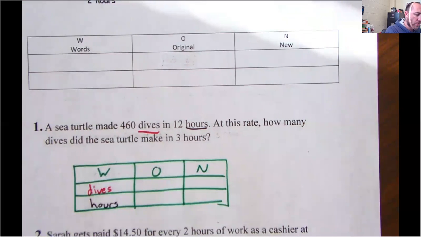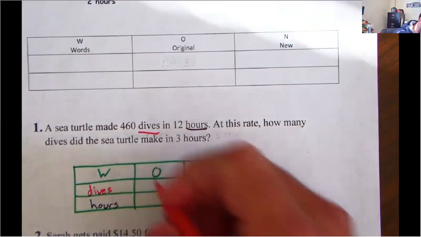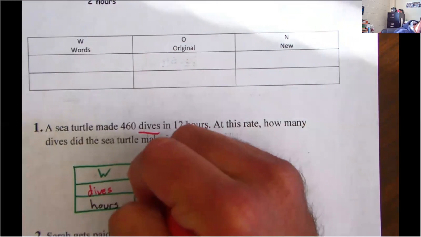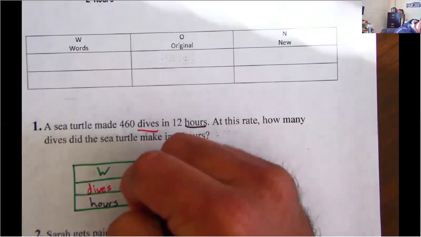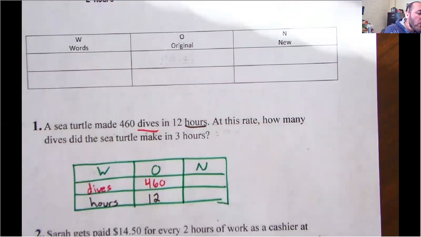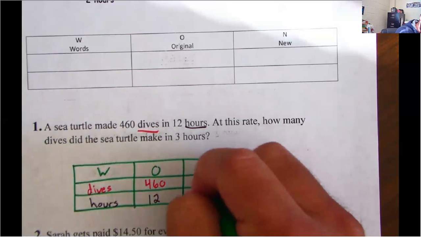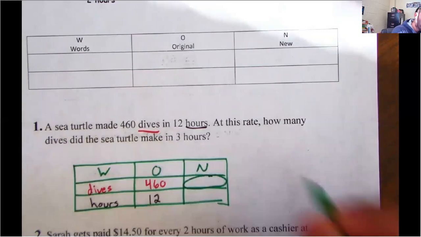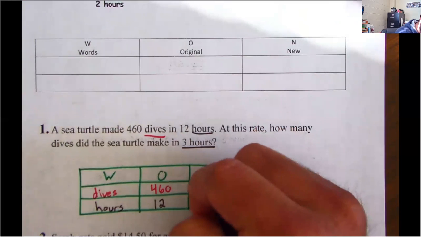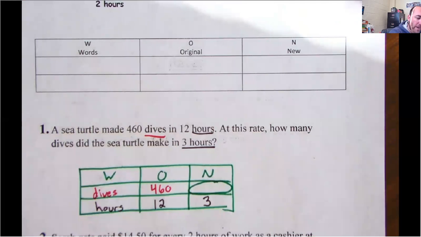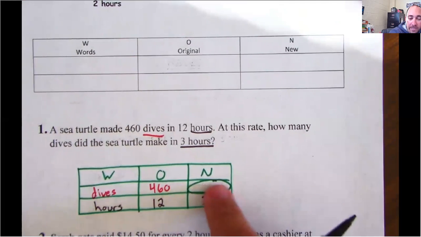Well, what is the original information? It tells us we had 460 dives in 12 hours. We want to know how many dives, so this is what we're solving for right here. How many dives in 3 hours? Notice how my hours lined up, and now my dives are lining up.